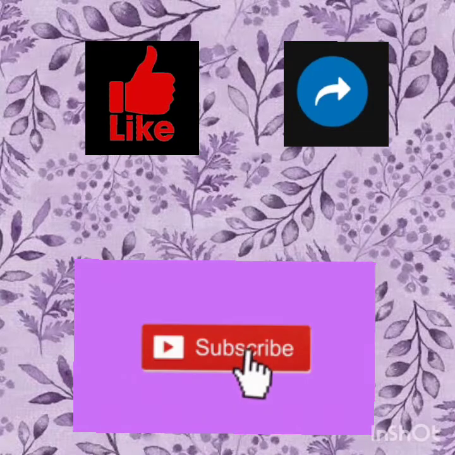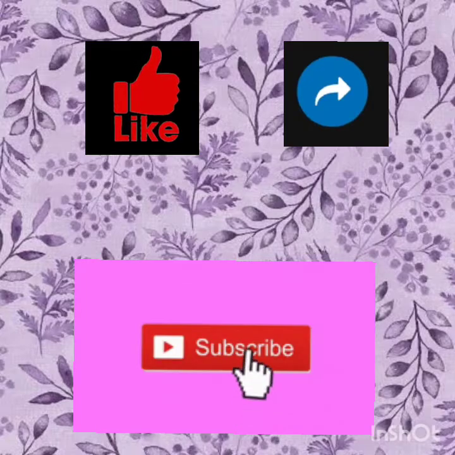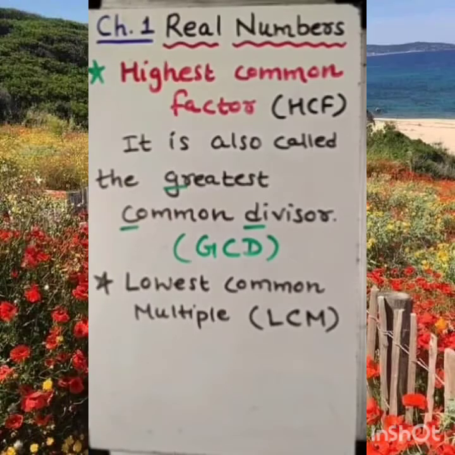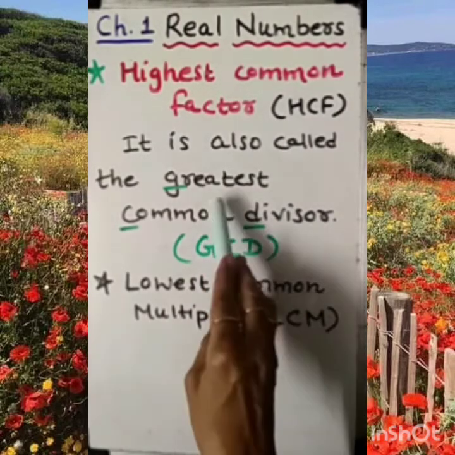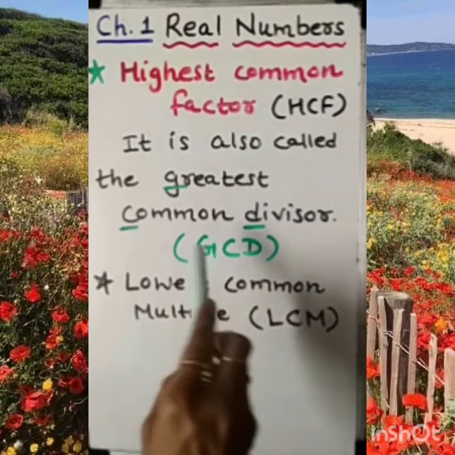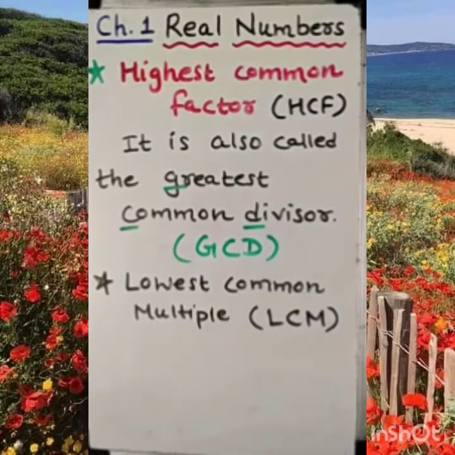So, in the introductory class of chapter 1, Real Numbers, let's know about the highest common factor. You know, dear student, highest common factor is known as the HCF. It is also called the greatest common divisor. The meaning of greatest common divisor is similar to HCF, and sometimes you will find it in the short form GCD.